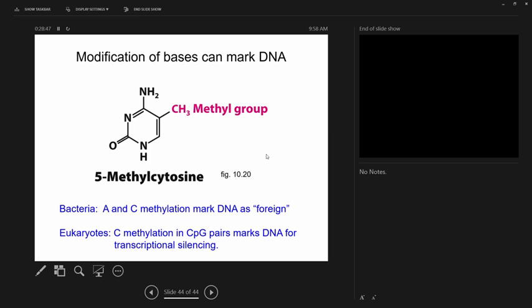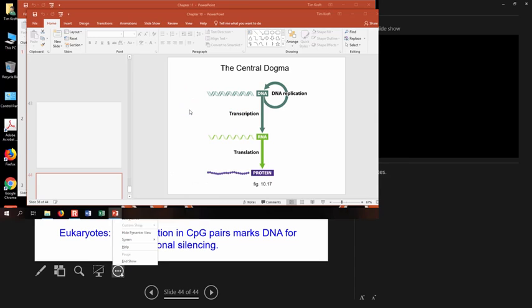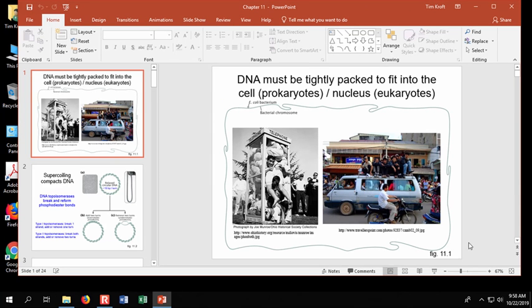Okay, so that's it for chapter 10. We're going to move on to chapter 11. So chapter 10 is the structure of DNA and RNA. DNA is actually packed into the nucleus of eukaryotes, or the nucleoid area of prokaryotes.